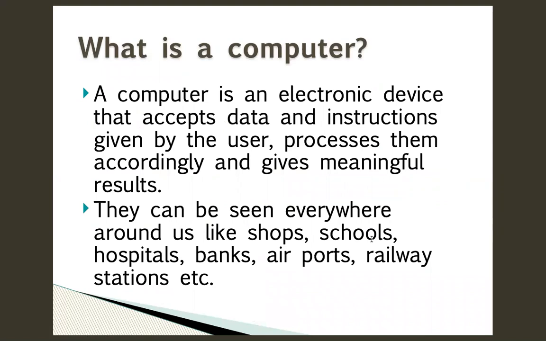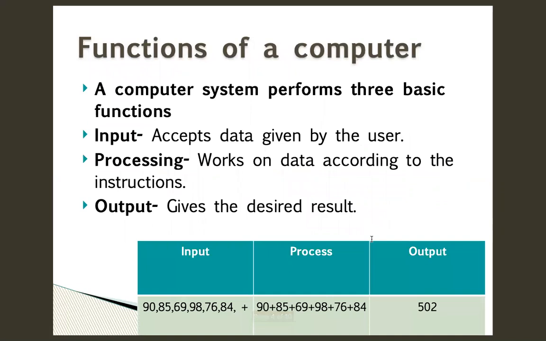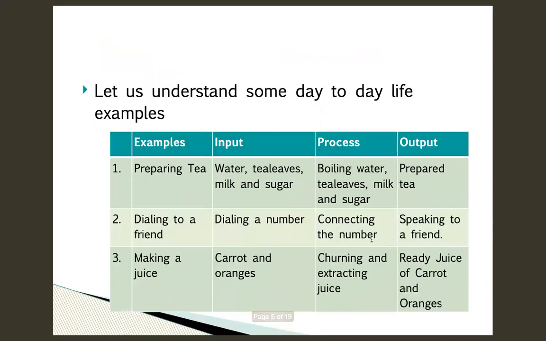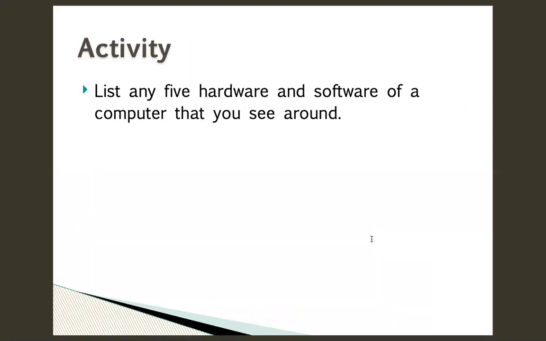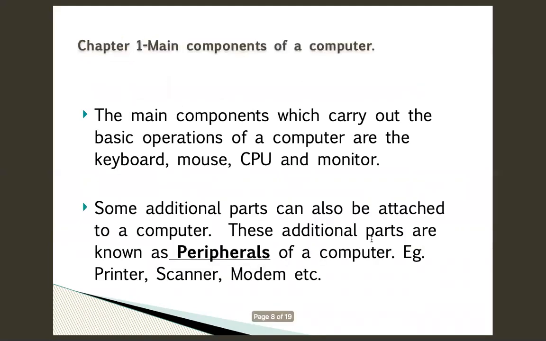What is a computer? We have seen already in the last video, an electronic machine that does a variety of jobs. Functions of computer is IPO, input process output. We have seen some day-to-day life examples. And also we have seen what is hardware and software. Physical part of a computer is hardware, and the things that you cannot touch and which set the instruction for the hardware to work is software. We have also seen one activity to list any 5 hardware and software. Now let us start with the components of a computer.